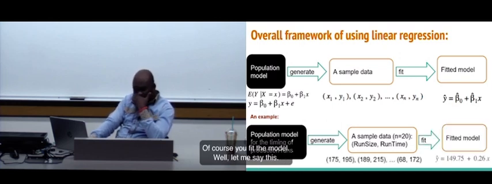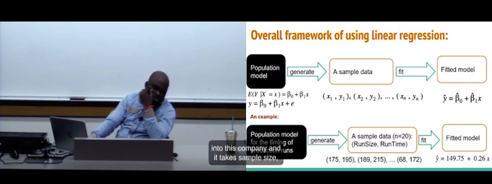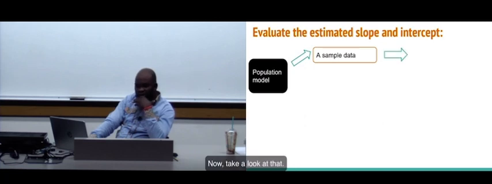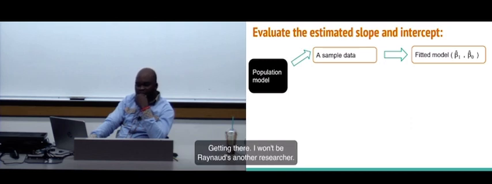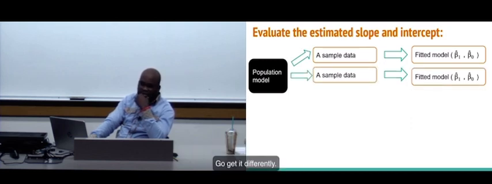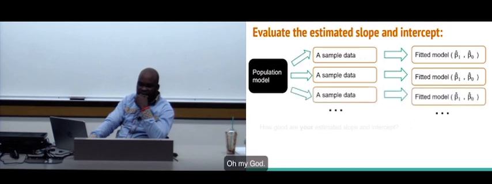But let me tell you this. If different researchers go into this company and take a sample randomly, they're basically going to get different results, which I want to demonstrate now. Take a look at that. The first researcher goes there, takes a sample, fits a model, gets a beta 1 and beta naught. Another researcher goes there and gets a different result. Oh my God. Take a look at that.